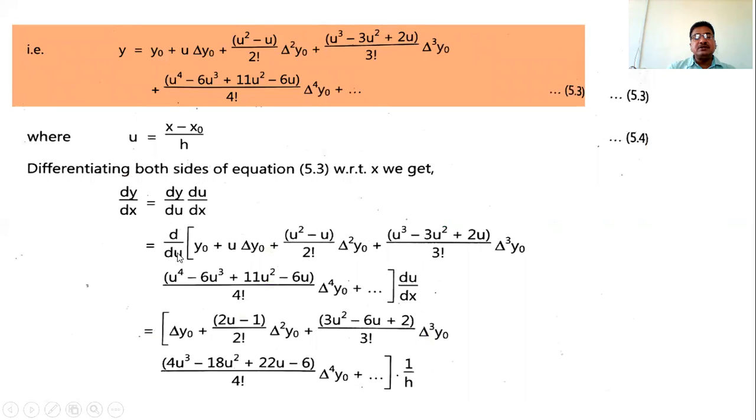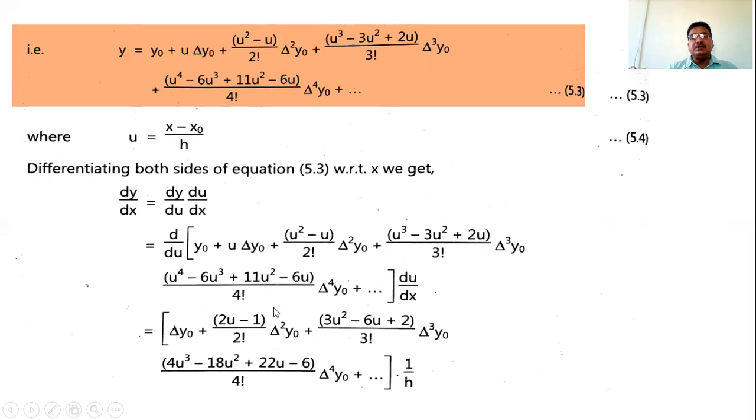Because y naught is constant with respect to u, and the integral of u is u square by 2. The derivative of u is 1 with respect to u, and so the first term is delta y naught. Then the derivative of u square is 2u.